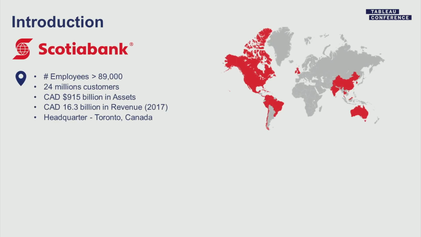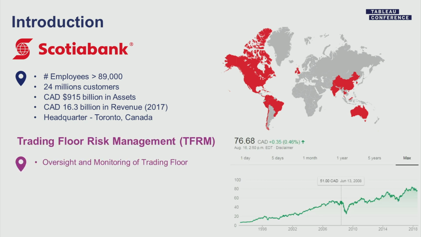OK, so ScotiaBank. ScotiaBank is one of the big 5 Canadian banks, basically. A little bit less than 100K employees, a lot of customers, almost $1 billion in assets. The headquarters is in Toronto, Canada. But even if it's not the biggest Canadian bank, it's probably the most global one. It's across 5 different continents, as you can see on the map. It's a public company, of course.